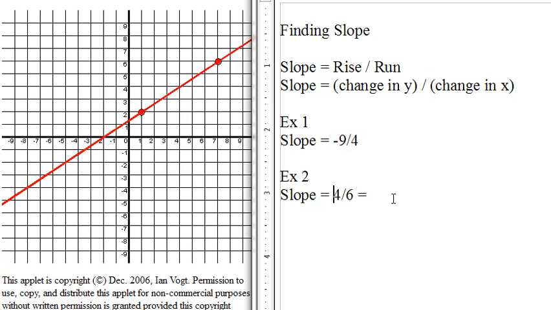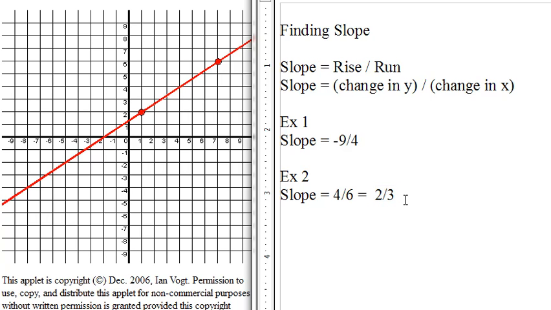So to reduce this fraction, I would divide the top and the bottom of the fraction by 2, which doesn't change the value, it just changes how it looks. So dividing the top by 2, I get 2. Dividing the bottom by 2, I get 3. And now these numbers, 2 and 3, don't have any common factors. So this is the reduced fraction. That's what we would really say the slope is. So that's the slope for that particular one.